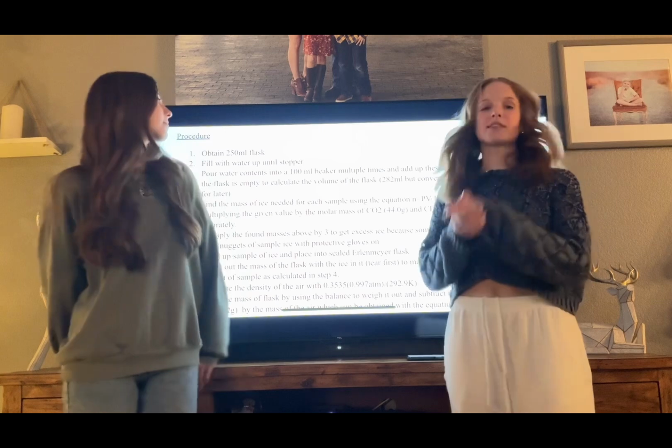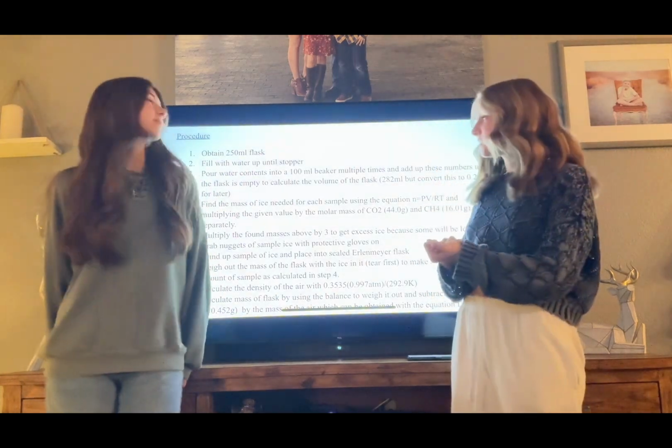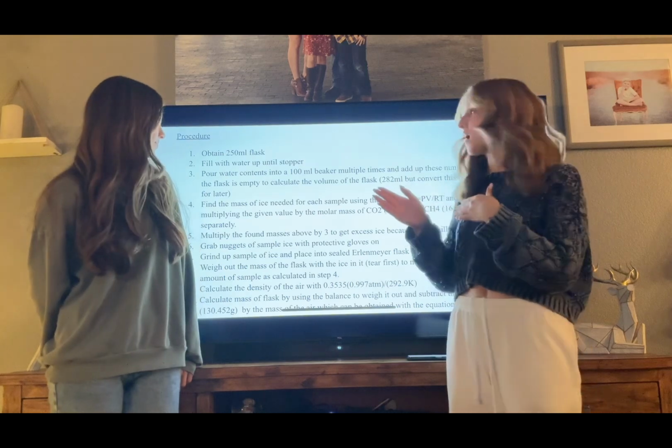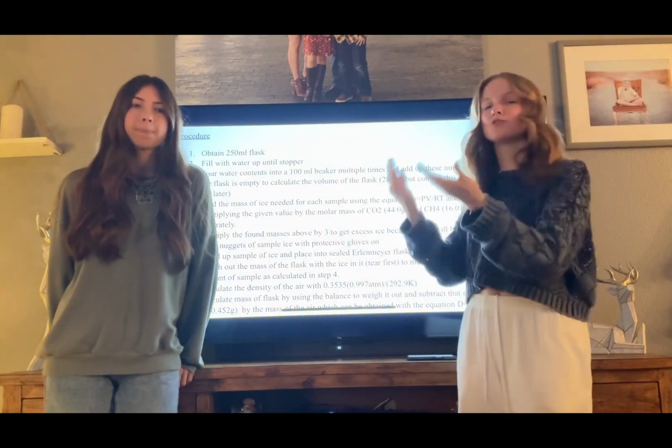So, you start with a 25 milliliter Erlenmeyer flask, and then you're going to fill it with water until the stopper. Then, to determine the contents, or what the mass of the volume of the flask would be, you pour it out into the 100 milliliter beakers, and then you see what the average is.